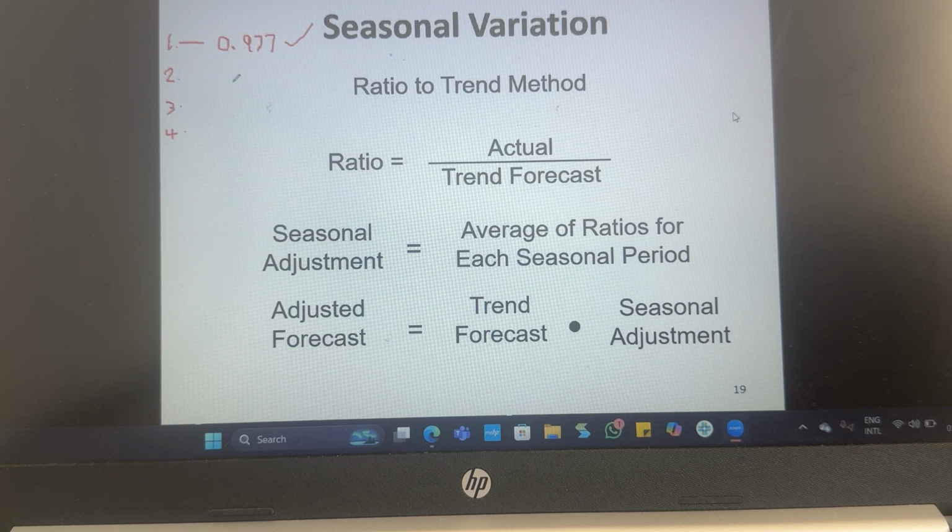Okay, what is the seasonal adjustment for the second quarter? That you are doing?